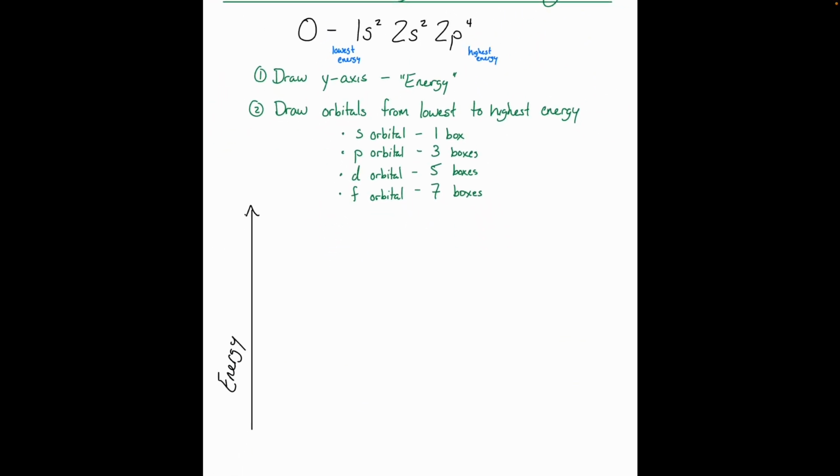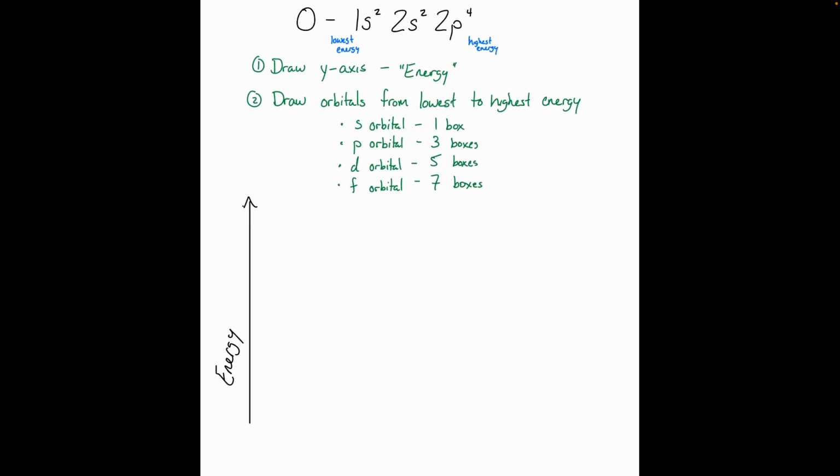Okay, so let me show you what I mean here. We're going to start with our lowest energy orbital, that 1s orbital. Since it's an s, we're going to draw one box to represent it. My y-axis is increasing energy, so at the very bottom of my chart would be the lowest energy orbital, and that's our 1s orbital.